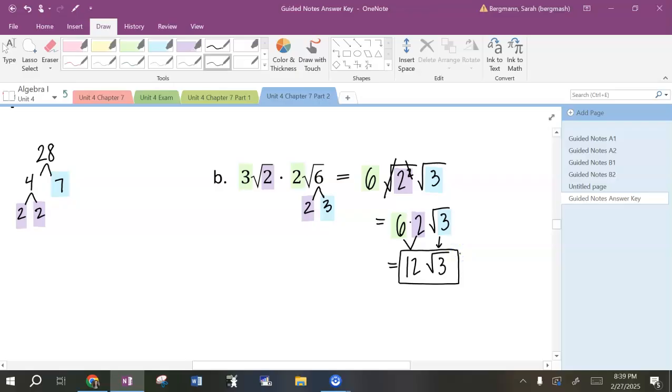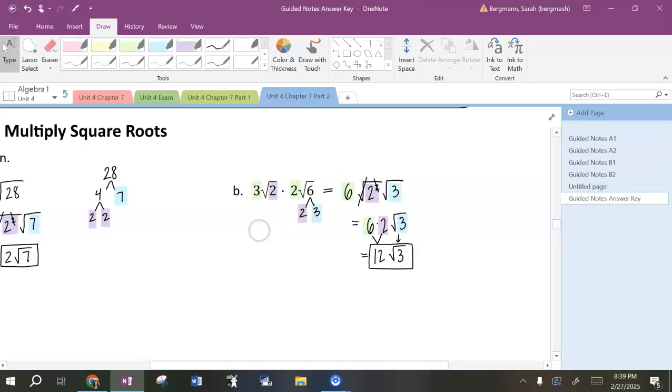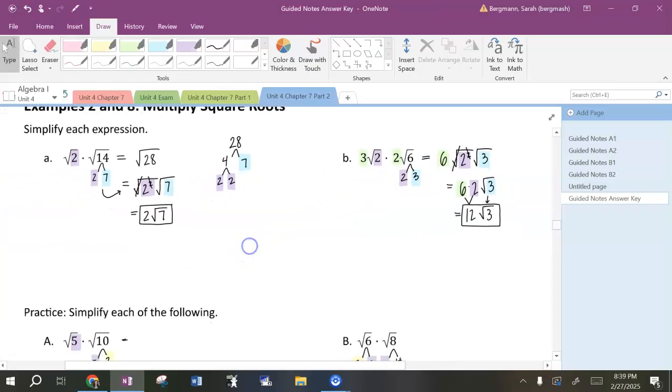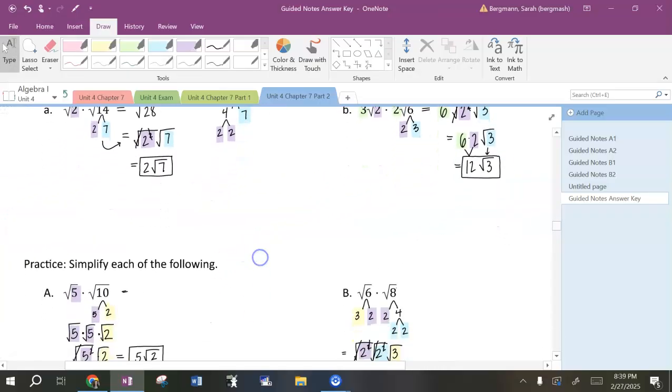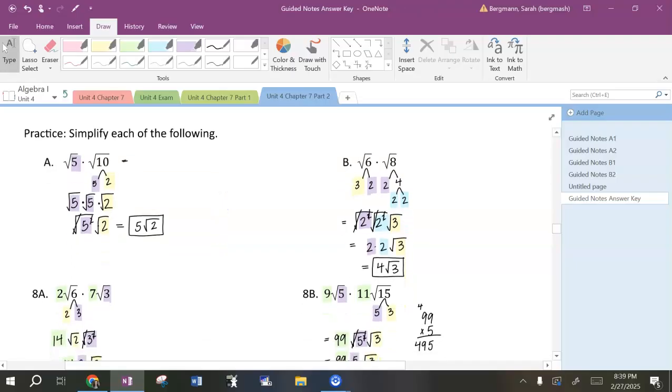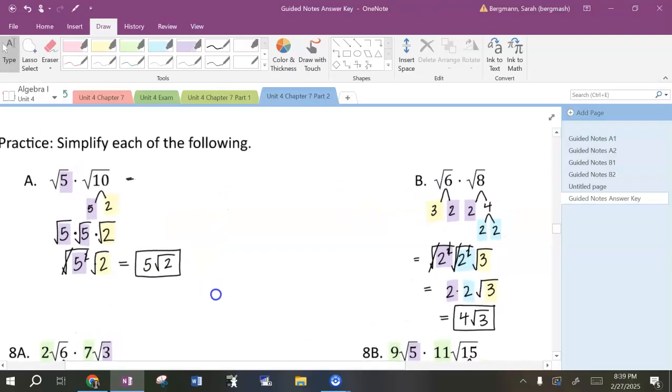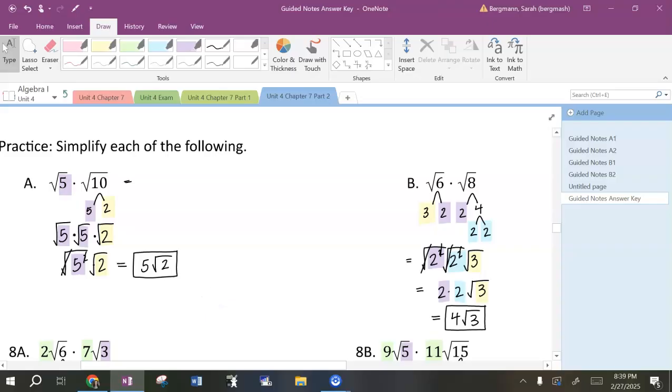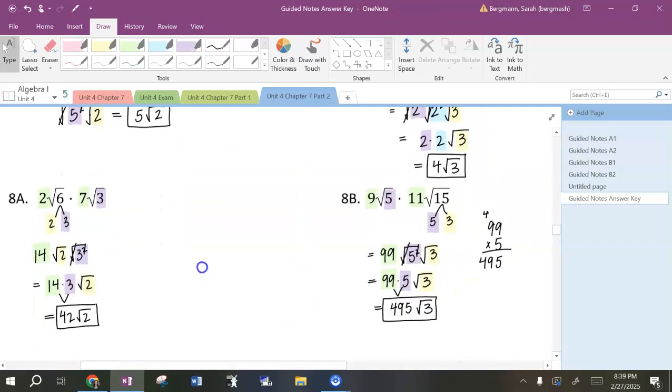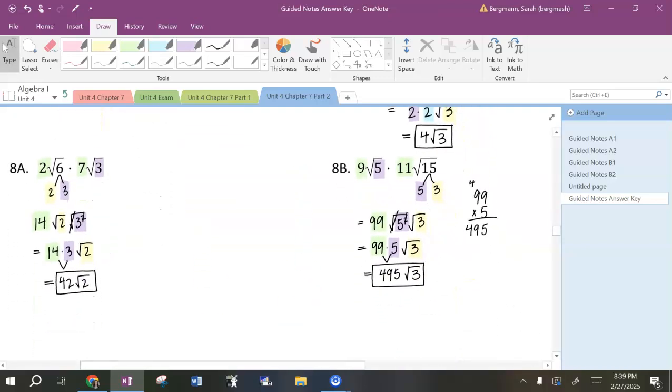Alright, now I want you to try a couple of these on your own, so go ahead and pause this video and see if you can simplify each expression. Here are the final answers for the first two, where there weren't numbers in the front. And then here are the final answers for the second two, where we do have numbers in the front.